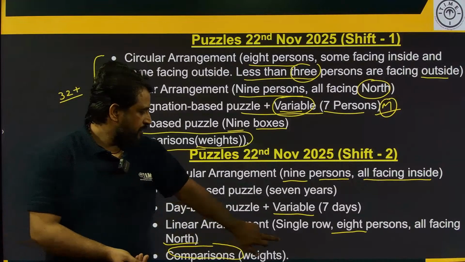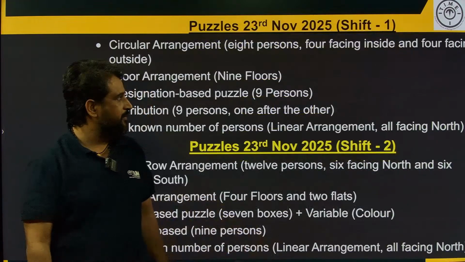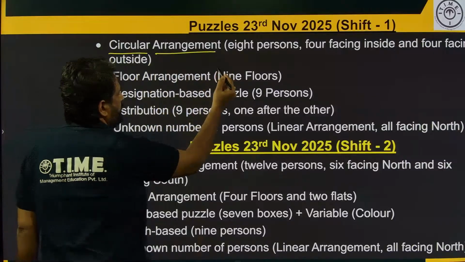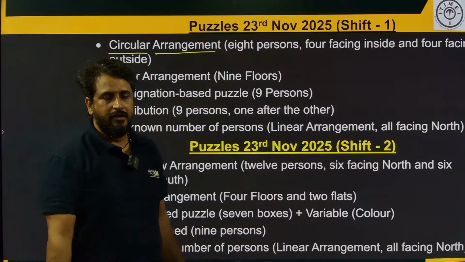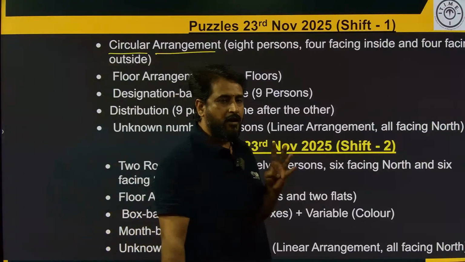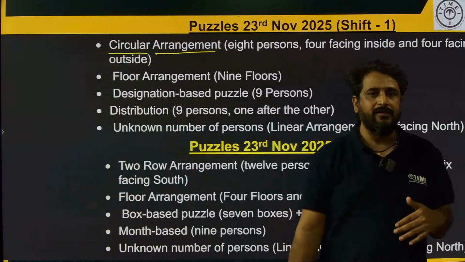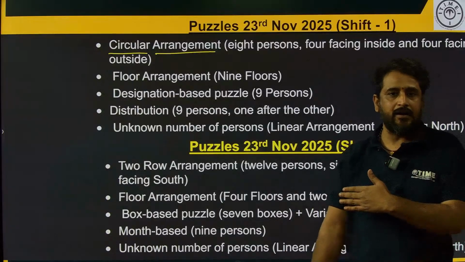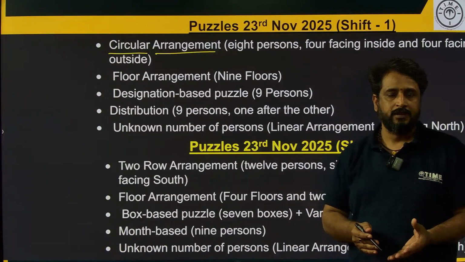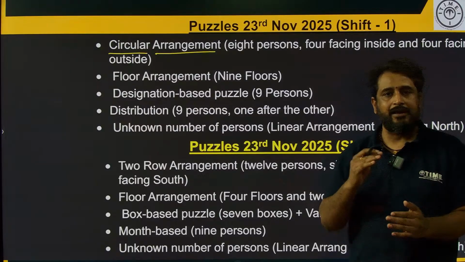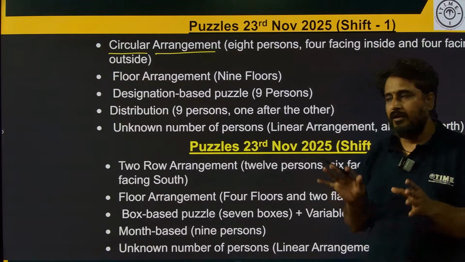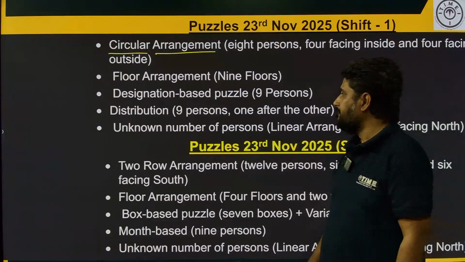Okay, now let us see the 23rd November shift 1. In this one also we have given a circular arrangement. Some are facing inside, some are facing outside. We have 8 people, and it is clearly mentioned that out of those 8 people, 4 are facing the center, 4 are facing away from the center. If this number was not mentioned, as I told earlier, the difficulty level would definitely be slightly higher for prelims. Since this number is mentioned, the level of difficulty is normal only. Our students are able to do that.